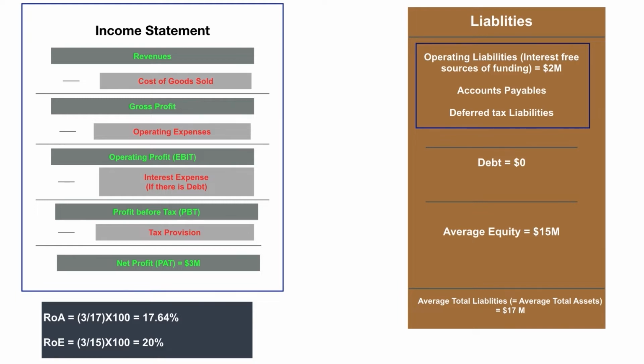Now, these are all interest-free sources of funding, and in these cases, these sources of funding allow the business to control more assets than their equity, as we said. And that is the reason why we would typically see the ROE figure to be higher than the ROA figure, even if the business does not have any debt.